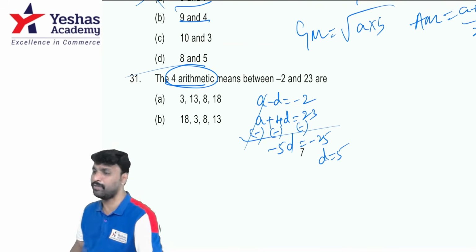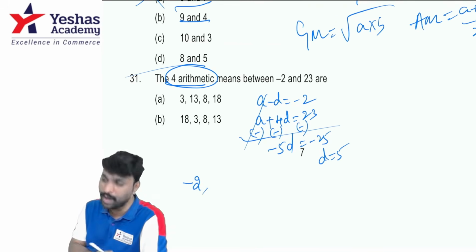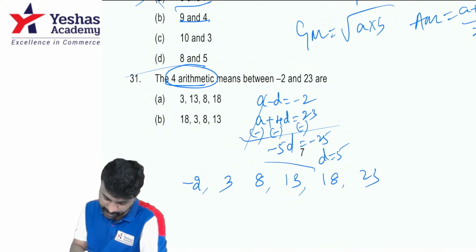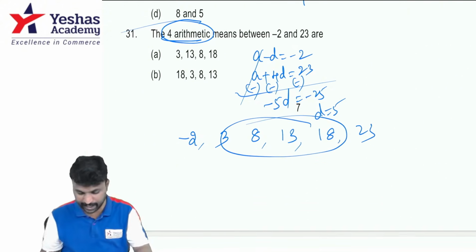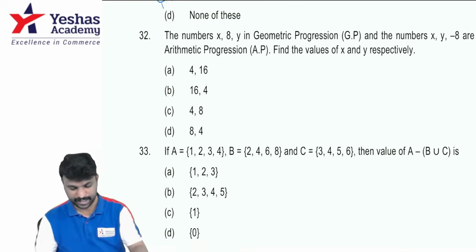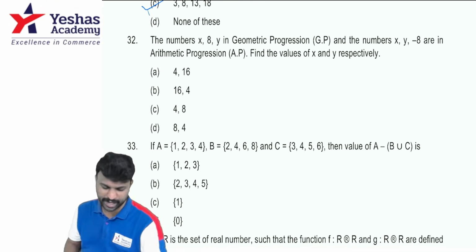So keep adding 5 to the terms from minus 2. Minus 2 plus 5 is 3, 3 plus 5 is 8, 8 plus 5 is 13, 13 plus 5 is 18, 18 plus 5 is 23. So 3, 8, 13 and 18 are the numbers. So option C is the right answer. Guys, moving on to the next question.